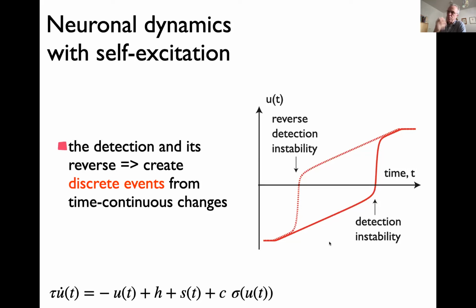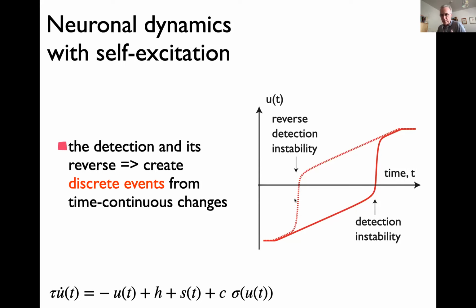Now, the important conceptual importance of the detection and reverse detection instability is that it transforms continuous change into discrete change, continuous in time, for instance. If here I ramped up input in a time continuous fashion, like a linear function, then there is this abrupt nonlinear change, which really comes from the instability, right? It's an event. You could say that's the onset event, and this would be the offset event. And that's really the role that detection instability plays in a lot of our architecture.